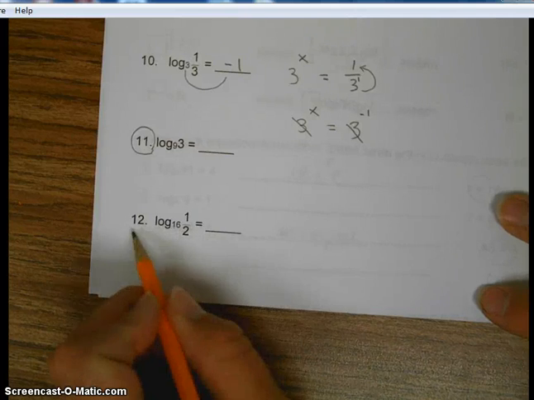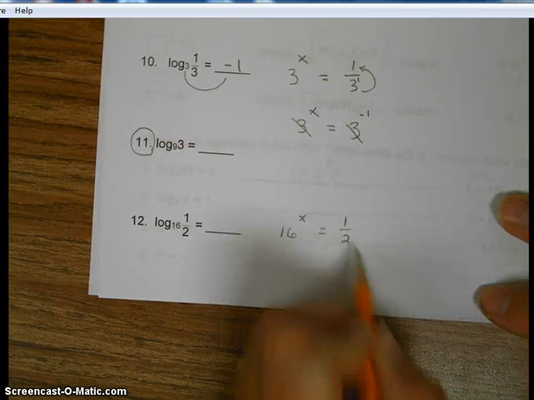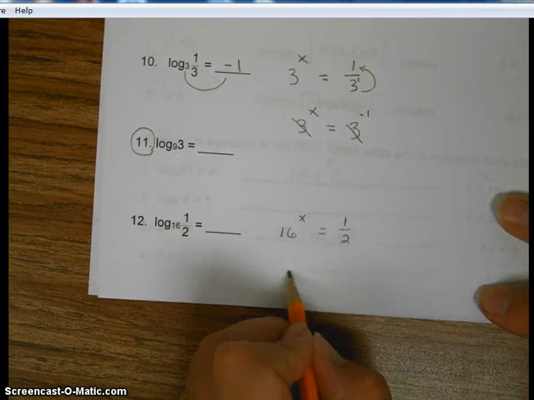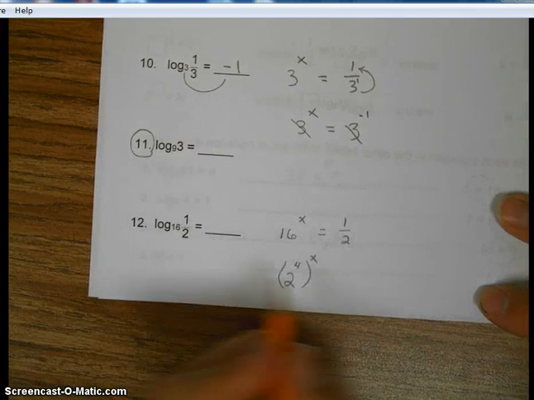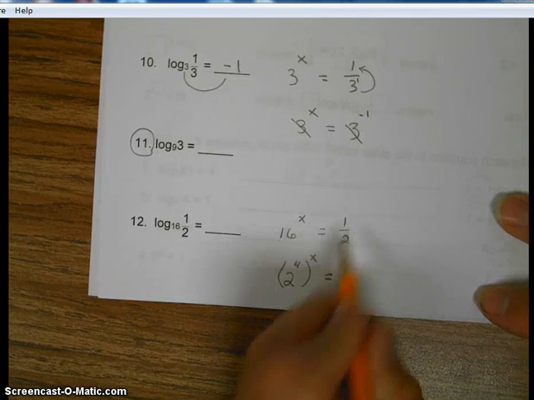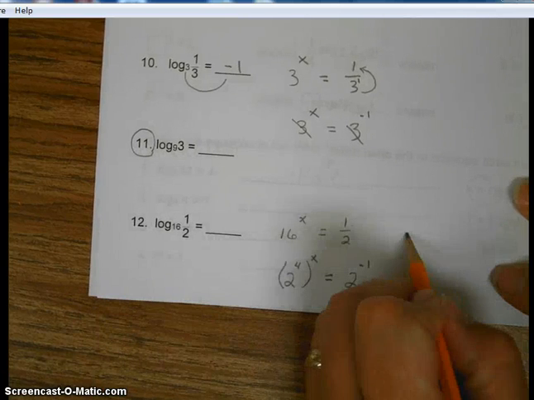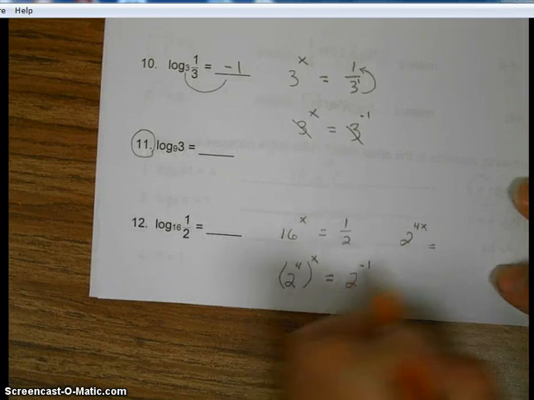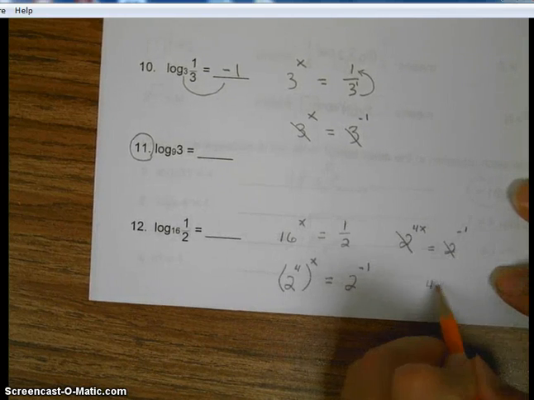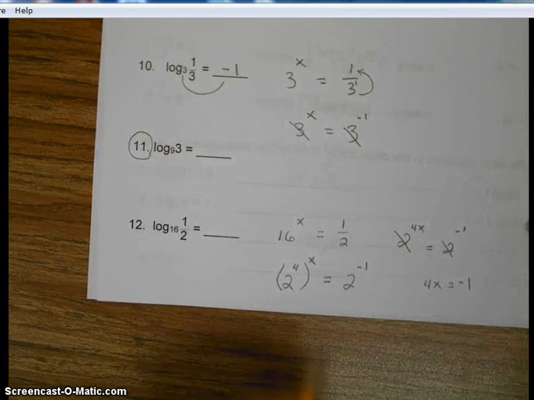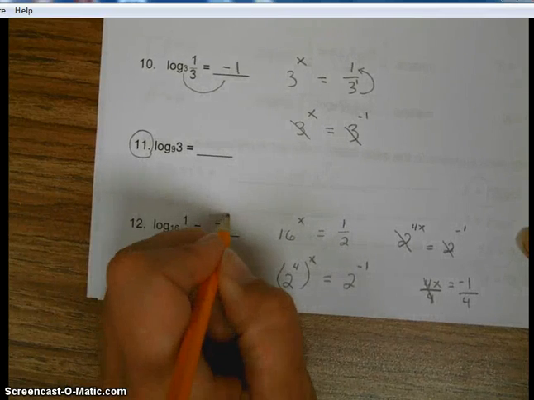Let's do number 12 real quick here. 16 to the x equals 1/2. 16 changes to 2 to the 4th. And move 2 to the numerator, that's 2 to the -1. So what do we have here? We have 2 to the 4x equals 2 to the -1. Cancel out my bases. 4x equals -1. Divide by 4. x equals -1/4.